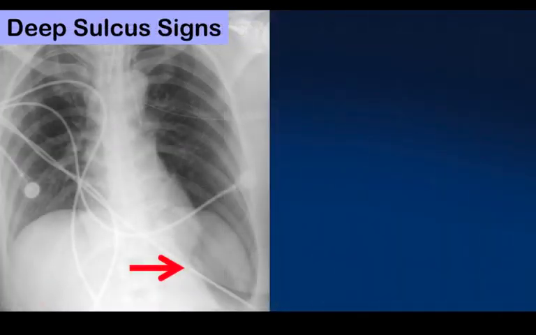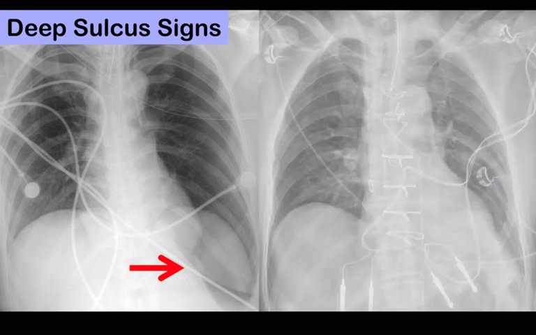Another example of a deep sulcus sign, this on the left, much more dramatic, very deep lateral costophrenic sulcus. Notice the lucency overlying the diaphragm, and we very faintly visualize the pleural line in this case, which is pointed to by the fact that we have such a deep lateral costophrenic sulcus.